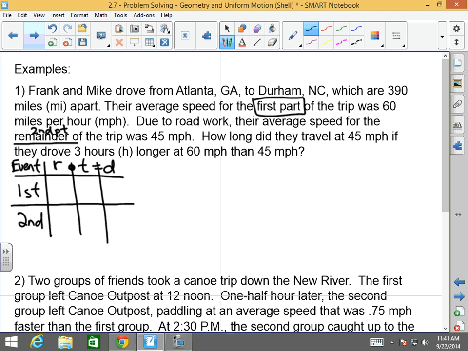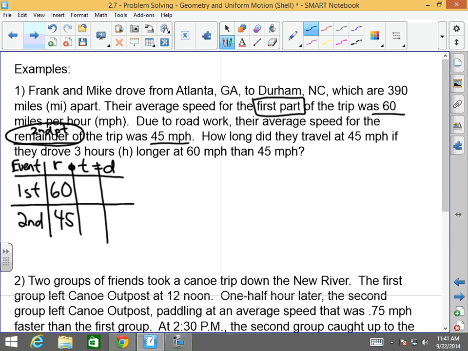The first part of the trip very clearly states that you were traveling at a rate of 60 miles per hour. So rate is 60. For the remainder of the trip, or your second part of the trip, you were traveling at 45 miles per hour. So you already have some of the table filled in. They ask you how long, so we're looking for time here.